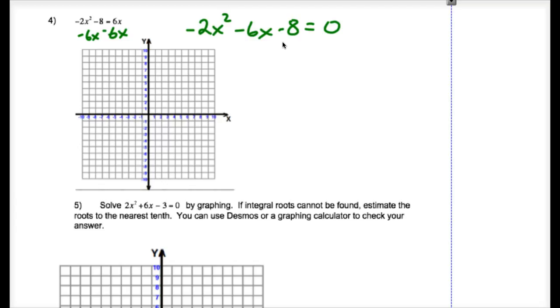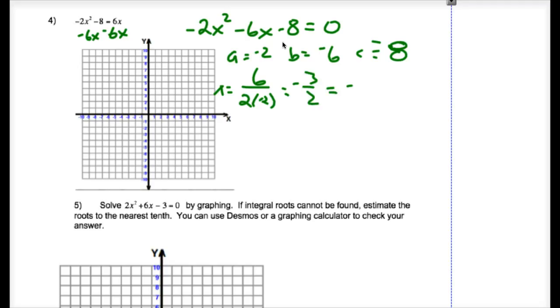So you move it over, you have to put the negative 6x in between the x squared and the negative 8, in standard form. All right, a is negative 2, b is negative 6, c is negative 8. Okay, 6 over 2 times negative 2. It's 1.5. How about negative 1.5? Yeah. Negative 1.5. That's okay. You guys are smart. You can do this. So I'm going to draw a vertical line at negative 1.5, which is right in between negative 1 and negative 2.